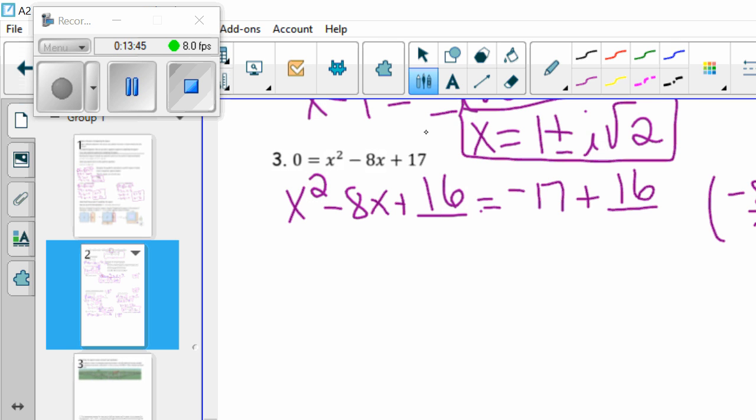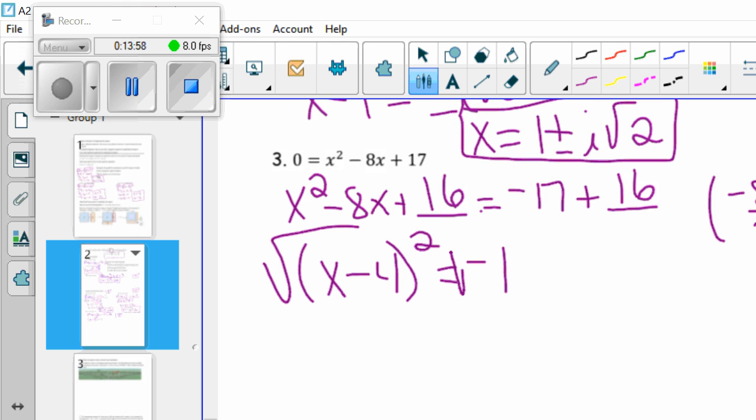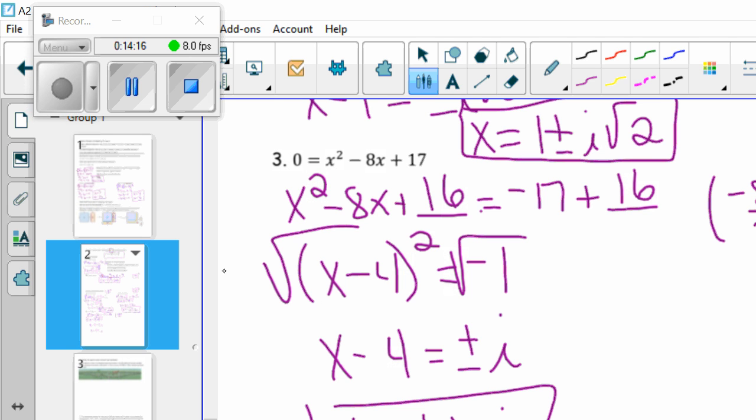Now we factor our perfect square trinomial. So it's x, again, this is said minus 8x, we always have the same sign, minus 4 quantity squared equals negative 1. Take the square root of both sides. So I have x minus 4 equals plus or minus the square root of negative 1. The square root of 1 is just 1. That negative comes out as an i. So plus or minus i. Last step, add 4 to both sides. So x equals 4 plus or minus i. Those are our solutions.